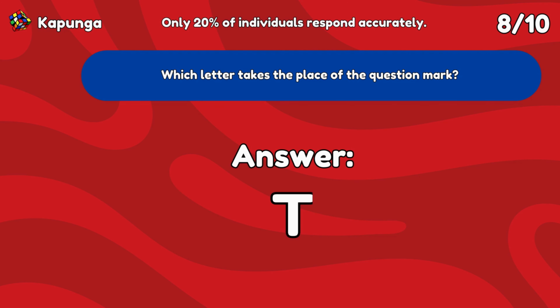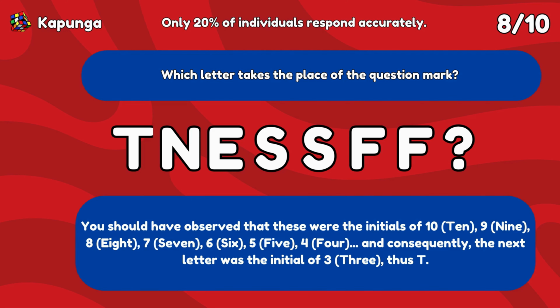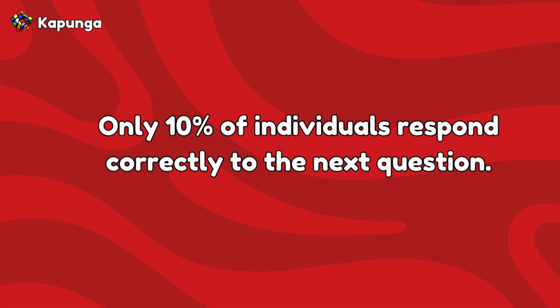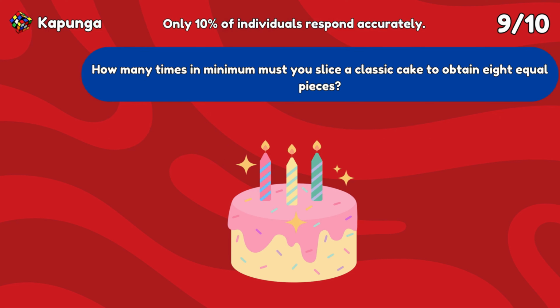The answer is T. You should have observed that these were the initials of 10, 9, 8, 7, 6, 5, 4, and consequently 3. So the letter T. Only 10% of individuals respond correctly to the next question. How many times at minimum must you slice a classic cake to obtain 8 equal pieces?